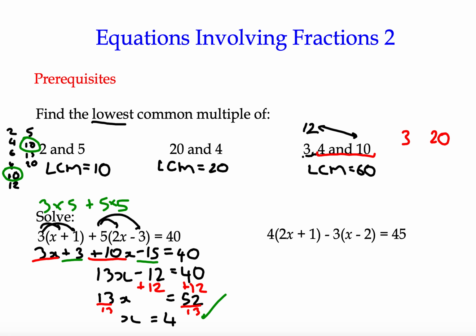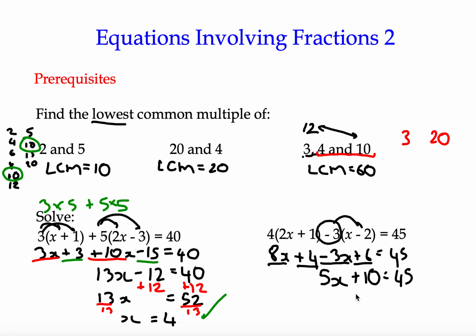And the second one, I just wanted to make the point with the negative multiplier here. So be careful, multiply it out, 8x plus 4. You've got negative 3 times x is negative 3x. And of course, negative 3 times negative 2 is positive 6. And then we finish it off in the same way. 8x minus 3x is 5x. Positive 4 and plus 6 is plus 10.